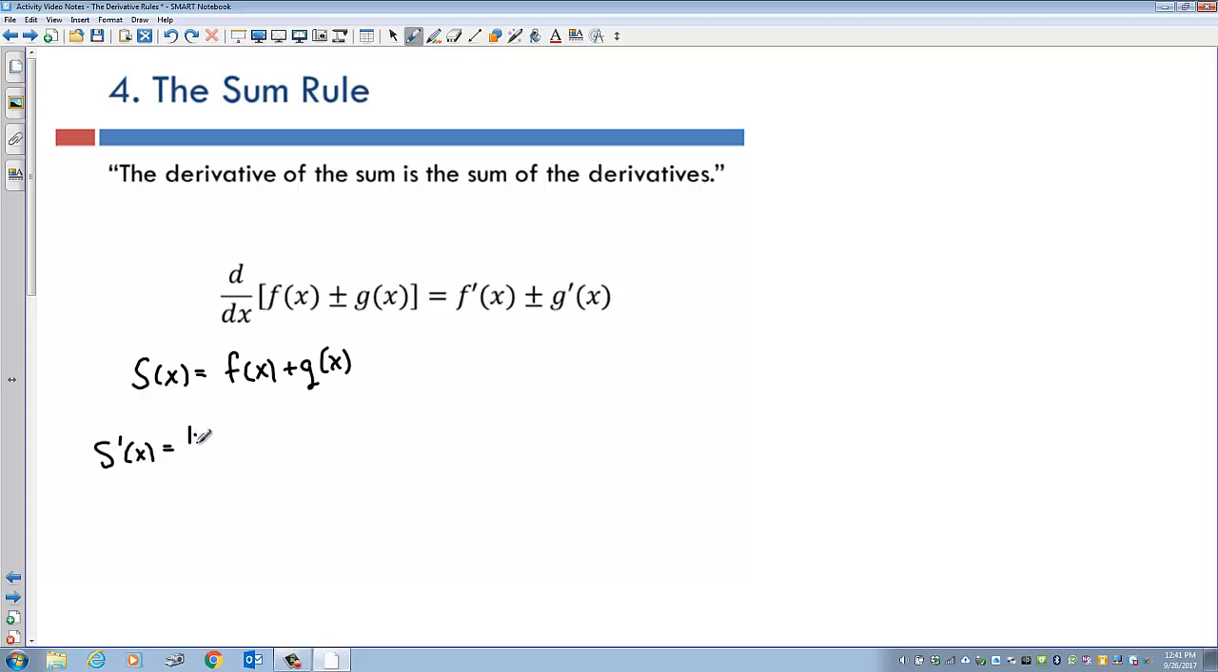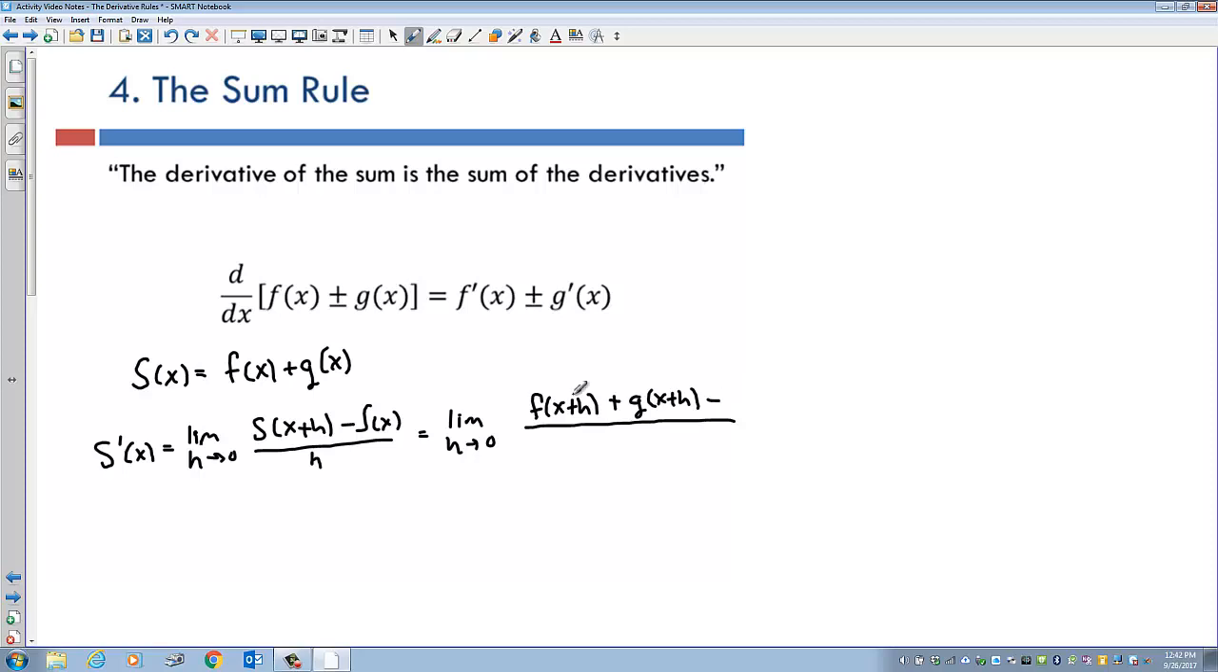it's going to be equal to the limit as h goes to 0 of s of x plus h minus s of x. We're just writing down the difference quotient here. And this is all divided by h. And now we're just going to do what it says. So it says take the limit as h goes to 0 of s of x plus h, wherever I see an x, I replace it with x plus h. So you have f of x plus h plus g of x plus h. And of course, then you have minus s of x, which is just f of x plus g of x. Make sure you put it in parentheses because you're taking off the whole thing. So f of x plus g of x. And then that's all divided by h.